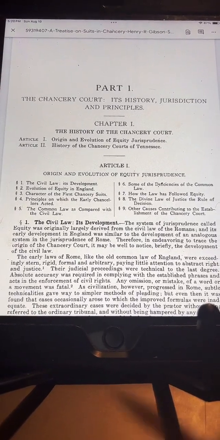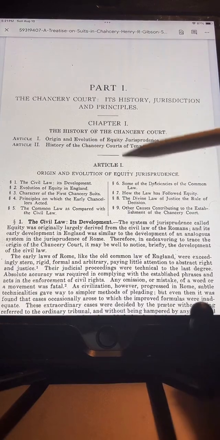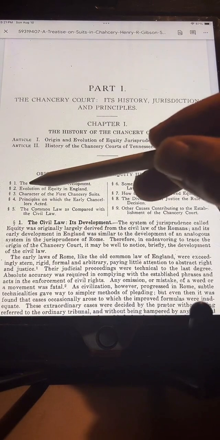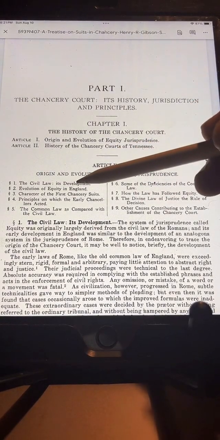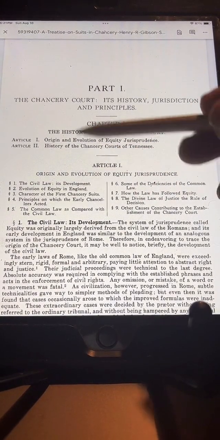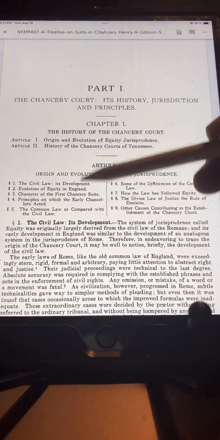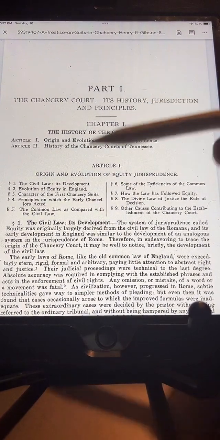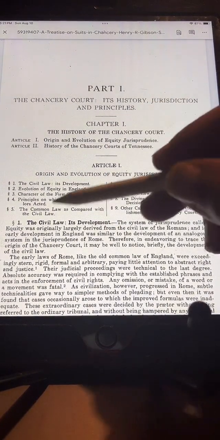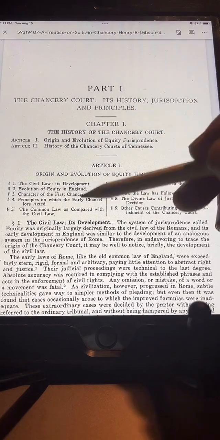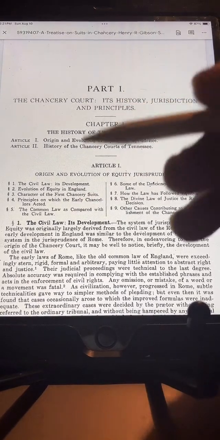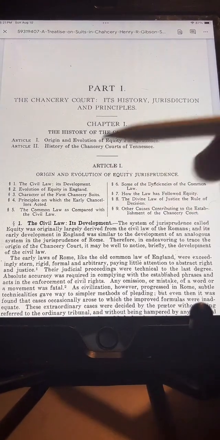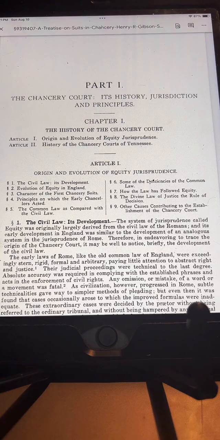Now, so Article 1, the origin and evolution of equity jurisprudence, the civil law, its development, the evolution of equity in England, right? Because this is where your chancery courts came from, is England, all right? The chancery courts are what the United States of America is basing its system off of. These are the original ones where you have your esquires instead of your lawyers and, you know, things of that nature, okay? These are where all the terms come from.